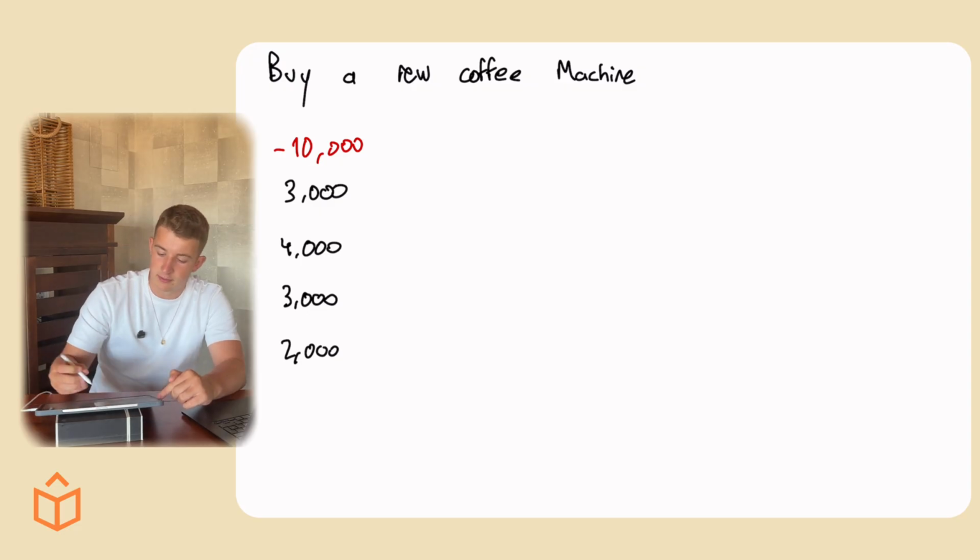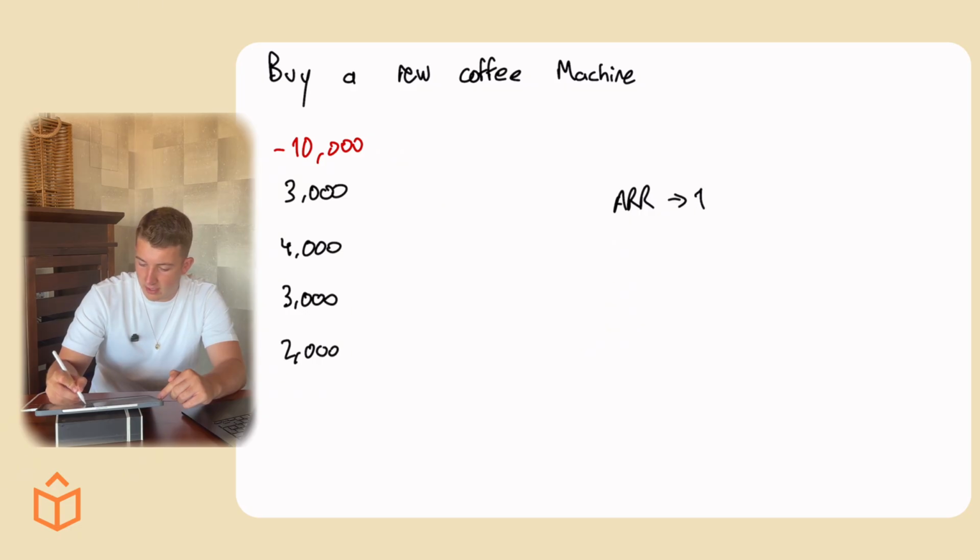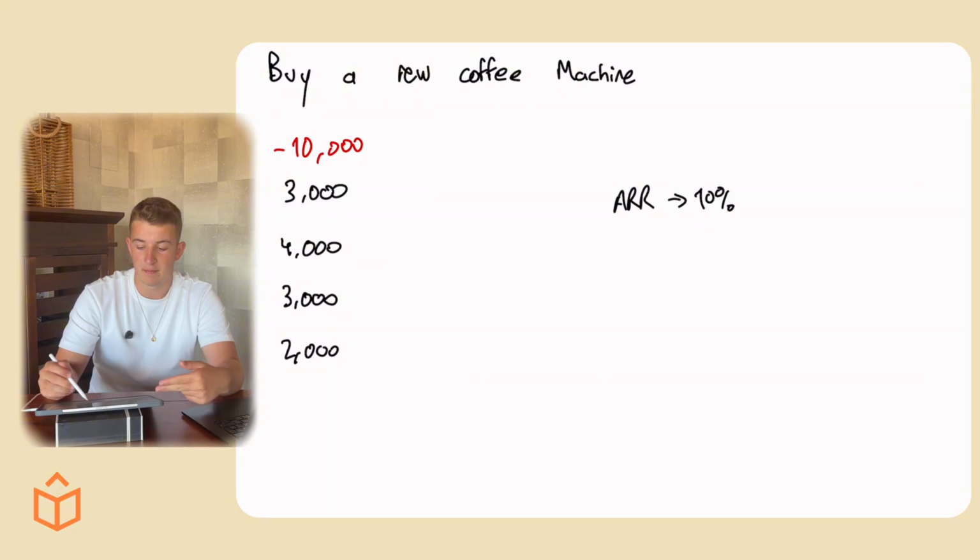Now we are going to learn all about the average rate of return, which is another method of investment appraisal, another method to choose between investments. So basically what the average rate of return tells us is, on average, how much of my initial investment I'm recovering. So if my average rate of return, for example, is 10% and my initial investment is 10,000, I will be recovering 10% of my 10,000 initial investment every year.